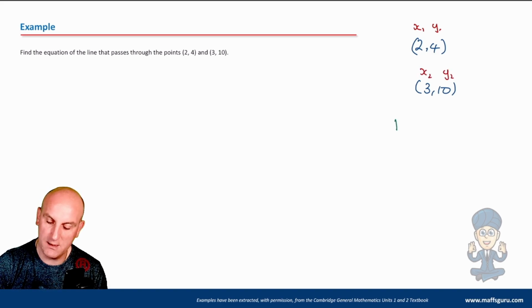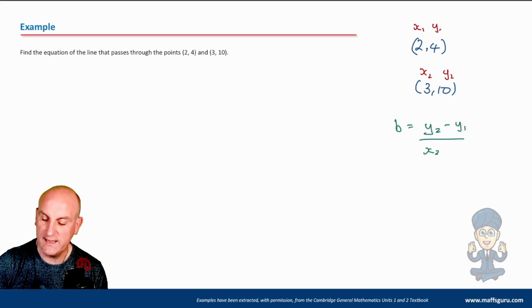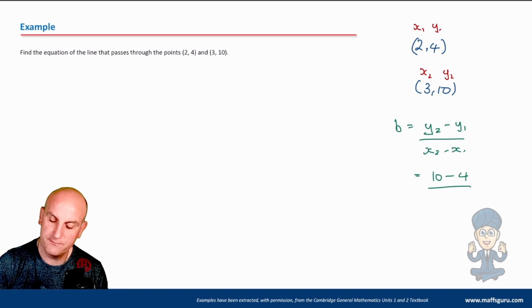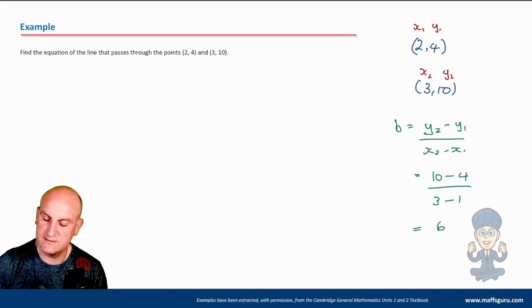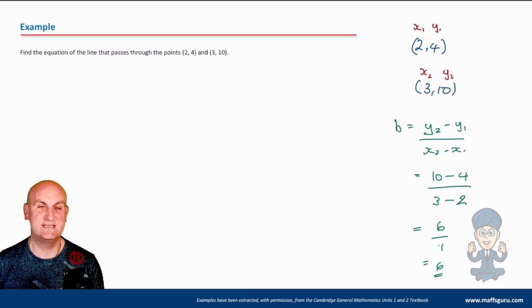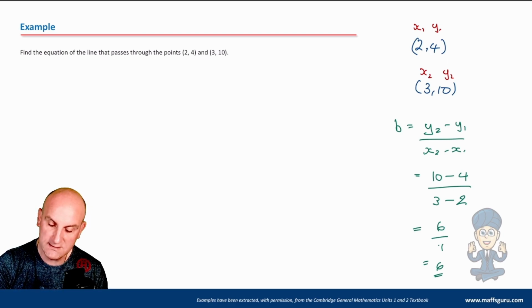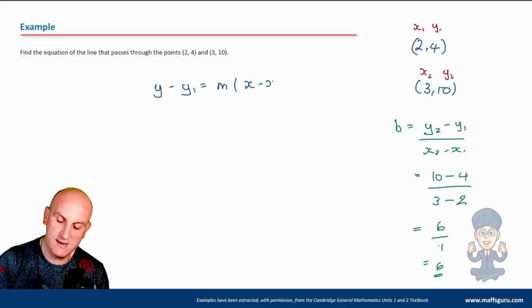Rightio. So let's say my b is equal to y2 minus y1 on x2 minus x1. So y2 is 10, minus y1 is 4, over x2 is 3, minus x1 is 2. 10 minus 4 is 6, 3 minus 2 is 1. So in this situation, that was nice, my b is 6. Let's write down the other equation. What is it? So we had y minus y1 equals m, which is really b, x minus x1.